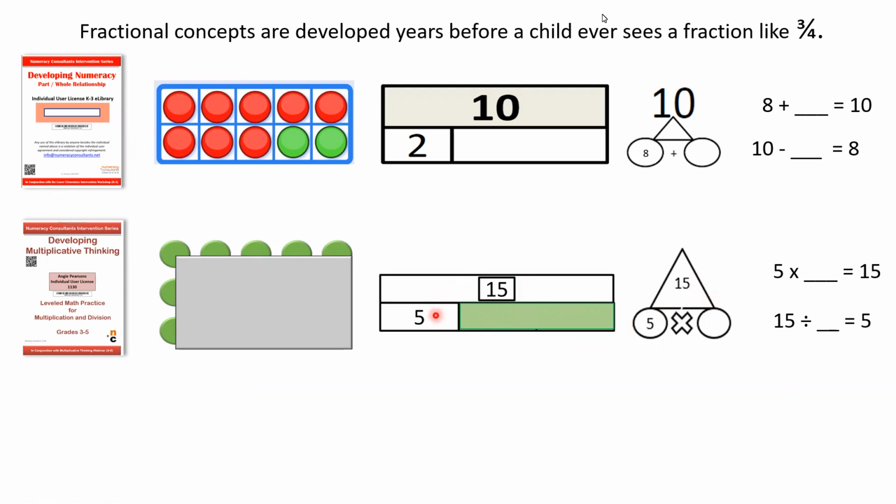Going through with these connections, a missing factor problem is a division problem, and division is multiplication in reverse. So if you know 5 times something equals 15, it's the same type of thinking. When you say 15 divided by 5, you know you're asking 5 times what is 15. So making all those connections, right?